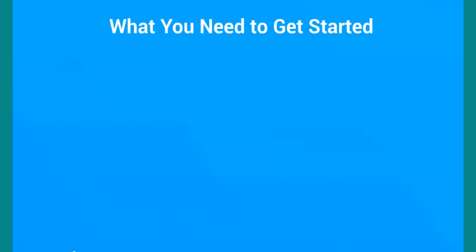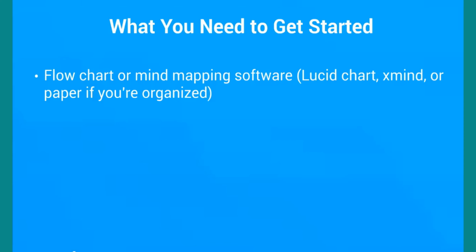Obviously, you're not going to need a lot of tools for this particular practice and process, but you're going to need a way to map things out, whether it be a flowchart system or a mind mapping software. We recommend Lucidchart, which is what we're going to be using. However, if you want to use a mind mapping software like XMind or even paper, if you are organized, that's fine. But we highly recommend Lucidchart just because it's really, really easy to map things out. And you'll see what I mean when I actually jump right in.